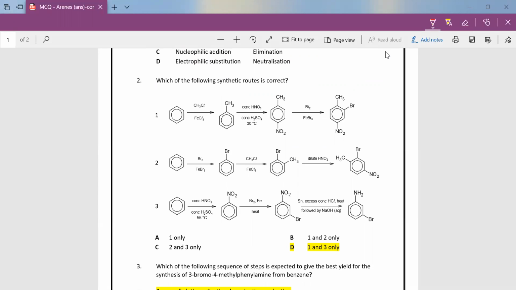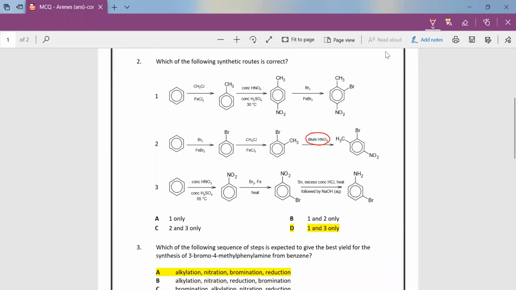Okay, question 2. Which of the following synthetic routes is correct? 1 and 3 are fine. 2 is not correct because of this last step. All right, you cannot actually nitrate using dilute HNO3. All right, it's not strong enough.